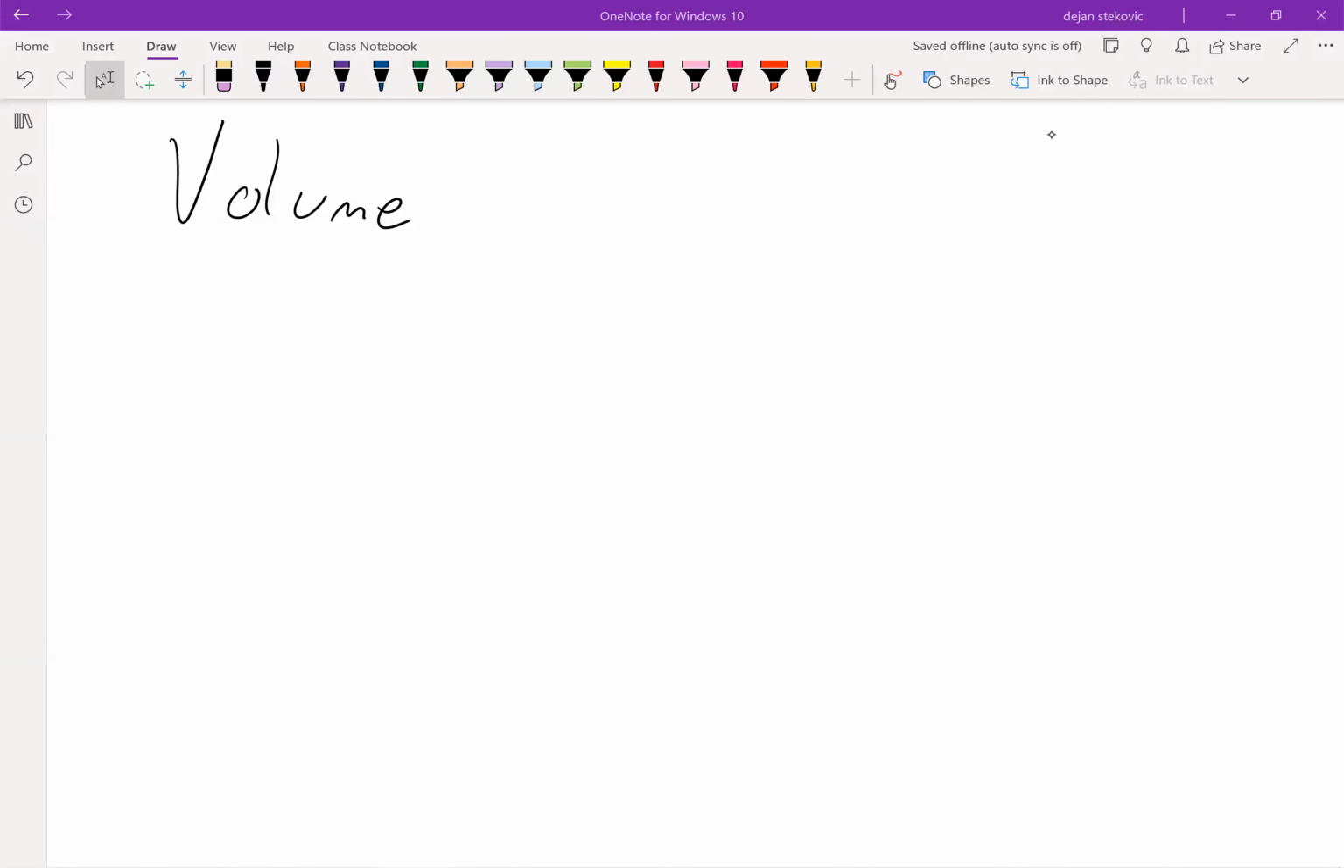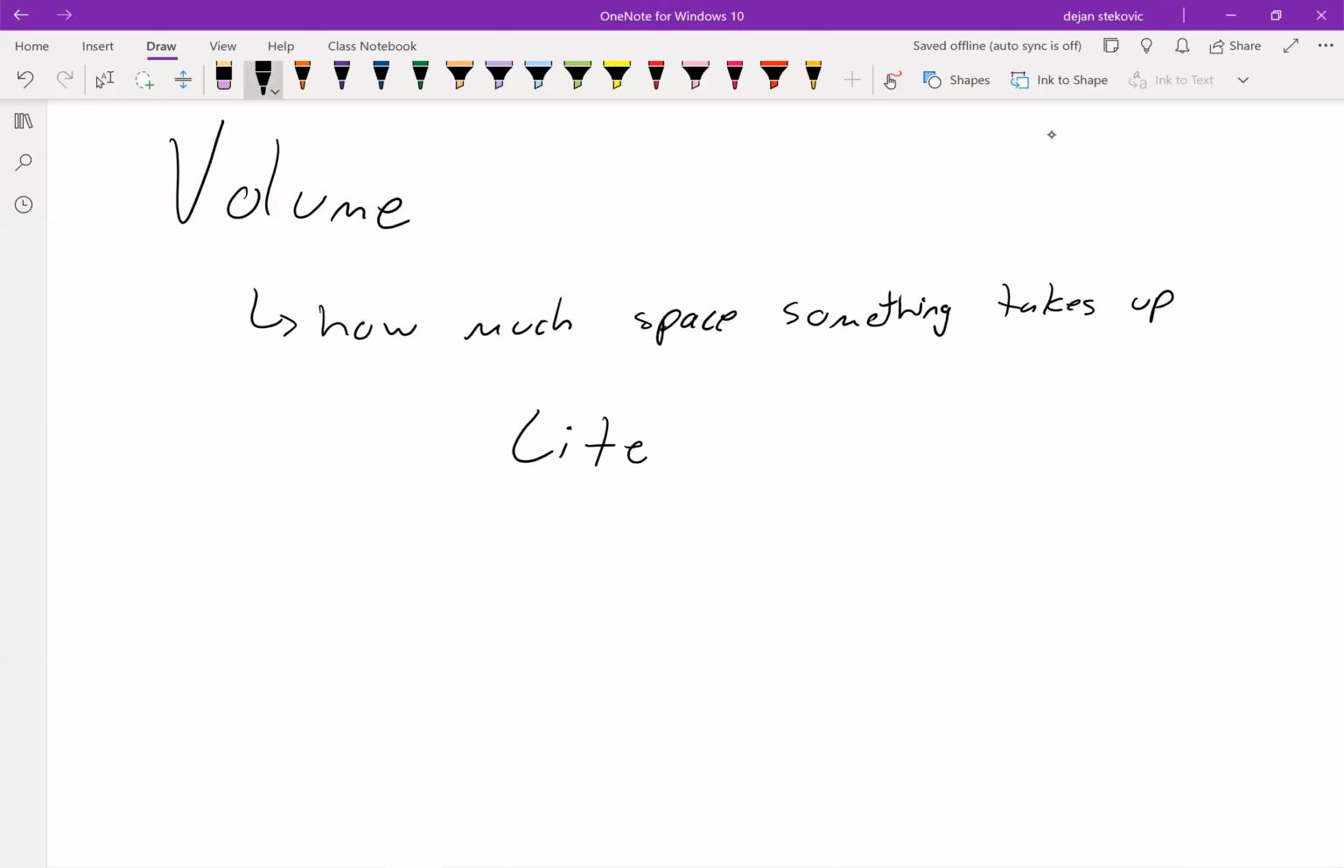All right, next up, we're going to talk about a different unit, and that's volume. Volume is how much space something takes up. And so volume is a derived unit, which means it's not one of our base units, but it actually comes from different units. So our unit for volume is liters.